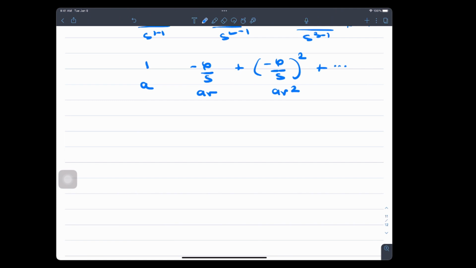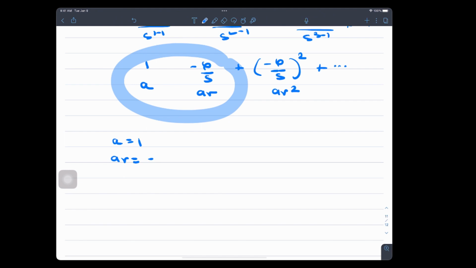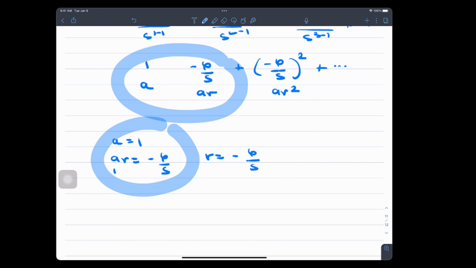So let's check to see if this is geometric. A is 1, AR is negative 6/5. So all together now, using a little bit of algebra, plug in A is 1. That means R is what? Negative 6/5.